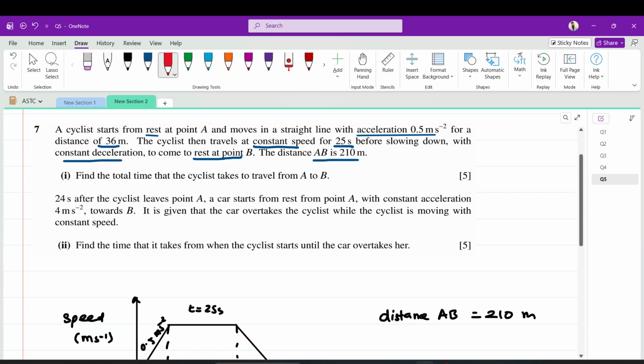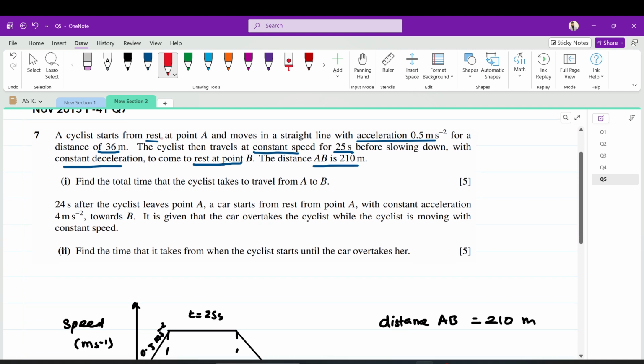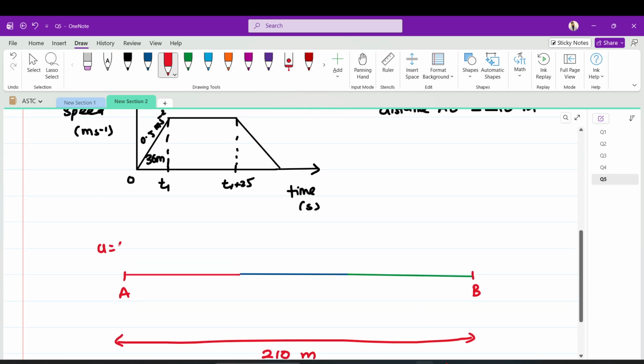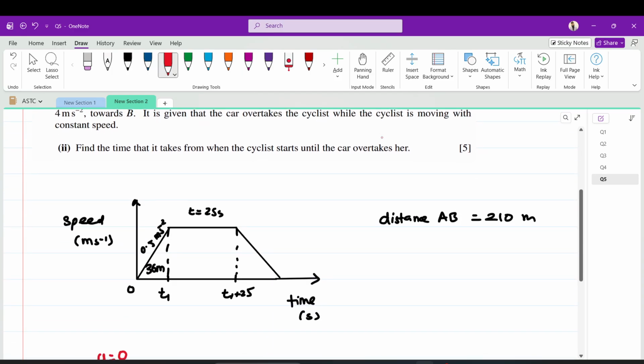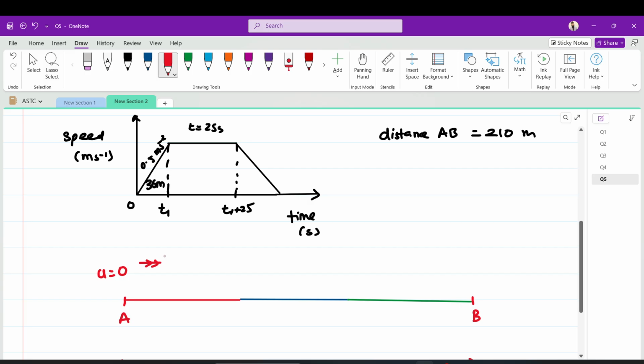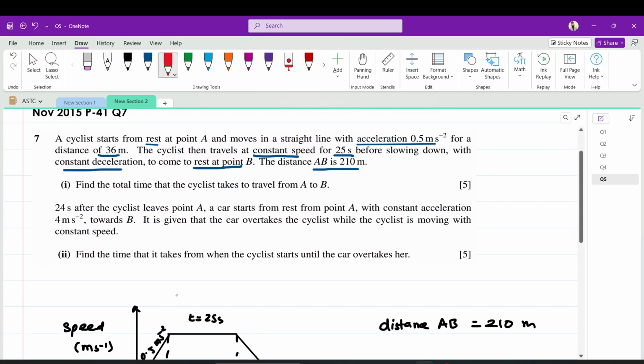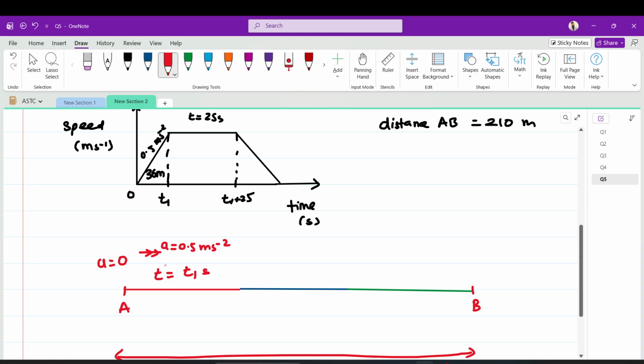All right, for the first part of the journey, let's read the details again. It starts from rest, so that means u is equal to 0. Then it moves in a straight line with acceleration 0.5 meters per second square. So the acceleration will be 0.5 meters per second square. Then t will be t1. The time is not given, and the distance covered in the red part is 36 meters from here to here. So that's all that has been given to us.